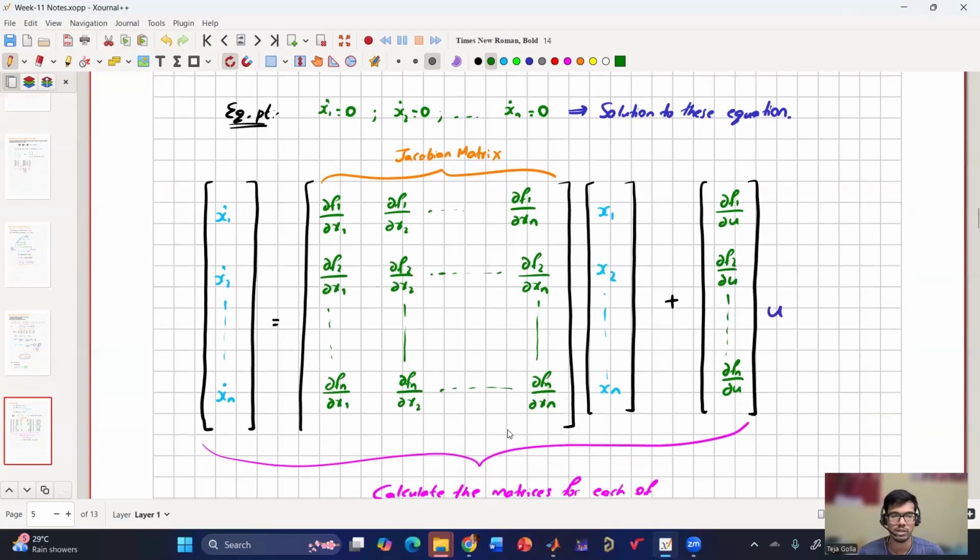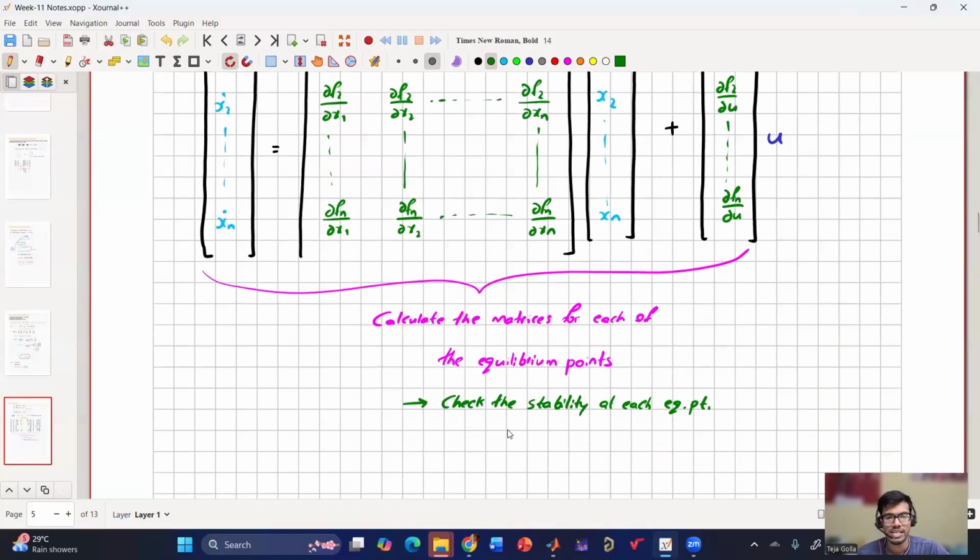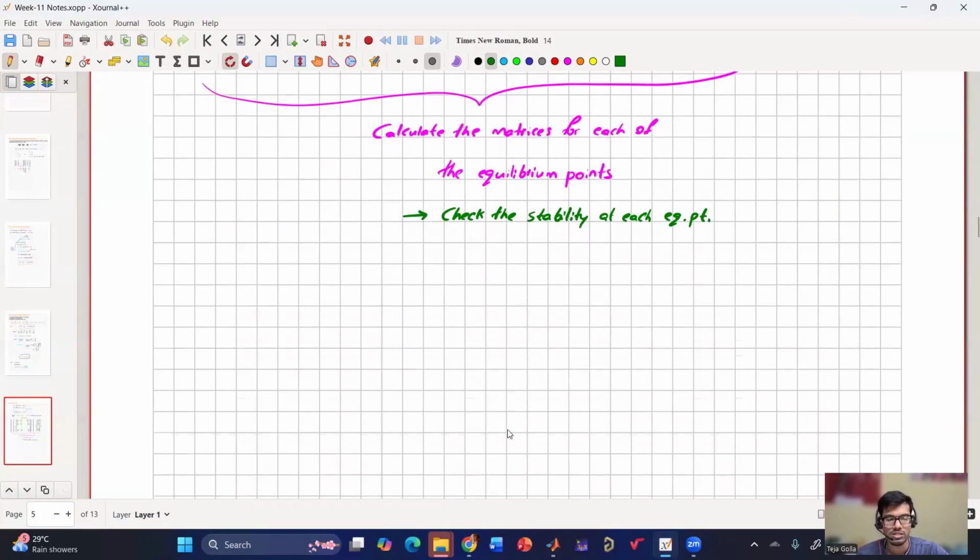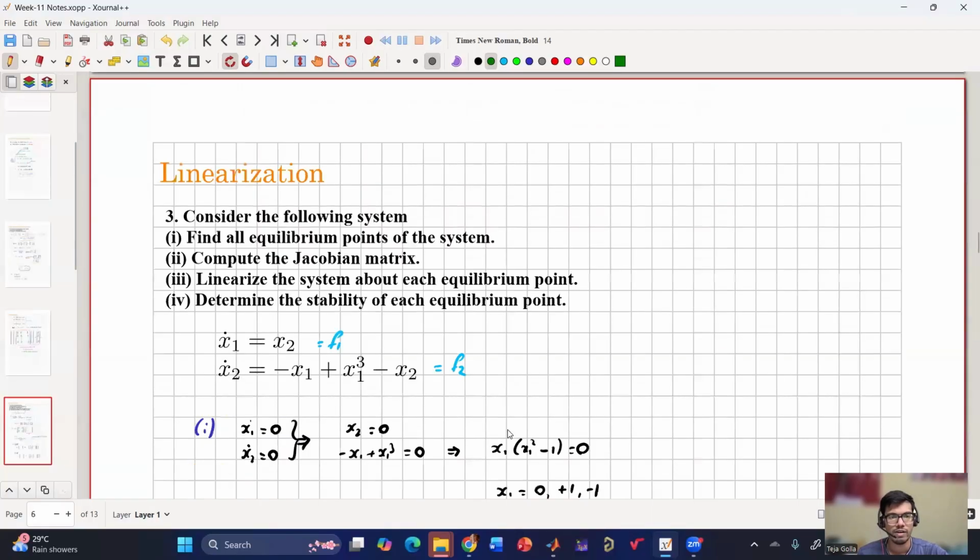The Jacobian matrix is obtained by partial derivatives of f1, f2, and so on up to fn. Similarly, see here it is a single input system, so we'll have one column. If it is multi input, we have multiple columns. Similarly, we'll get y also in terms of C into x plus D into u. So first we are calculating the equilibrium points, getting the Jacobian matrix, then calculating the matrices for each of the equilibrium points, finding the eigenvalues of those individual matrices, and then commenting on the stability. So we have calculated one such linearization.